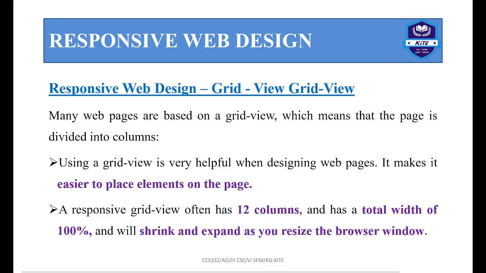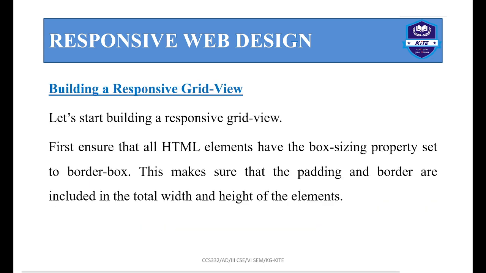In order to overcome that, many web pages are based on a grid view, which means that the page is divided into columns. Using a grid view is very helpful when designing web pages. It makes it easier to place the elements on the page. A responsive grid view often has 12 columns and has a total width of 100%. It will shrink and expand according to the browser window, that is, it will resize based upon the device's browser.